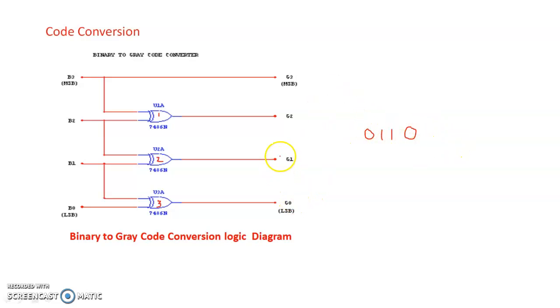And these G0, G1, G2 and G3 are the outputs. So you can connect LEDs to these pins and observe the output. When you connect the LEDs, the longer lead of the LED is connected to the output pin and the shorter lead is connected to ground. Okay. So you can observe the output as per your truth table.